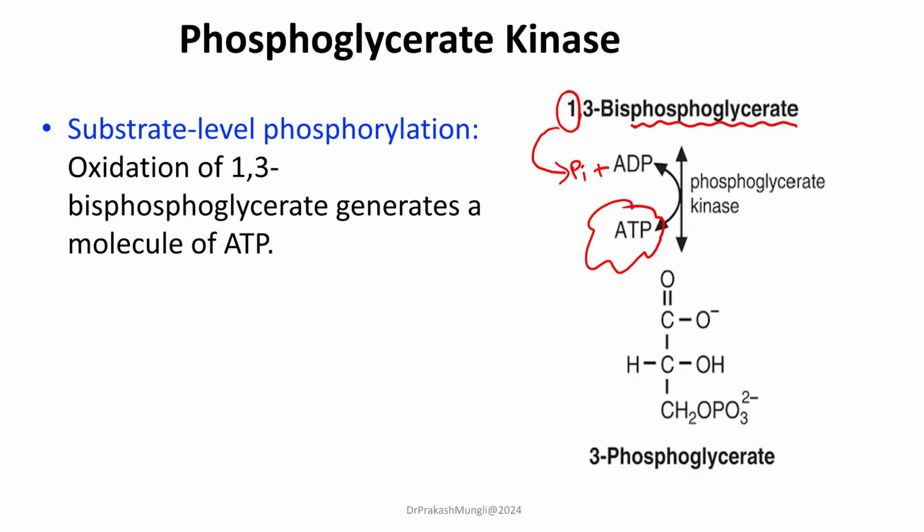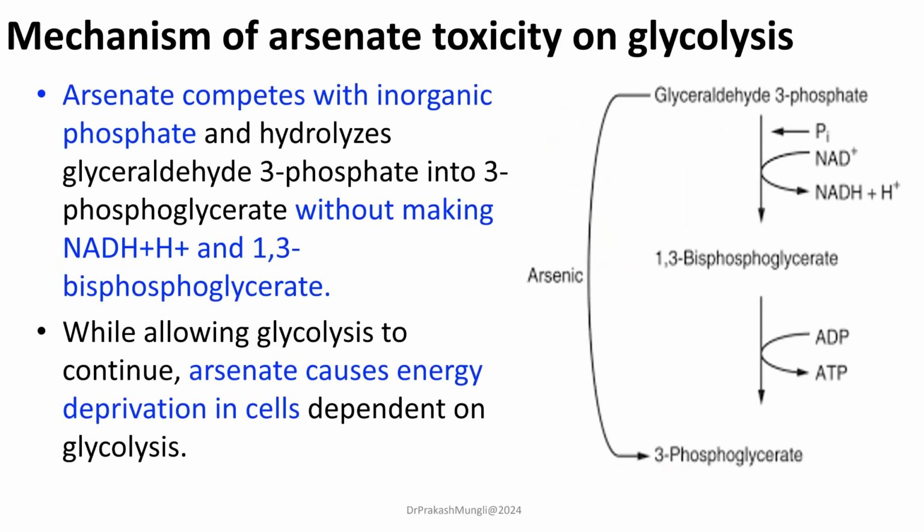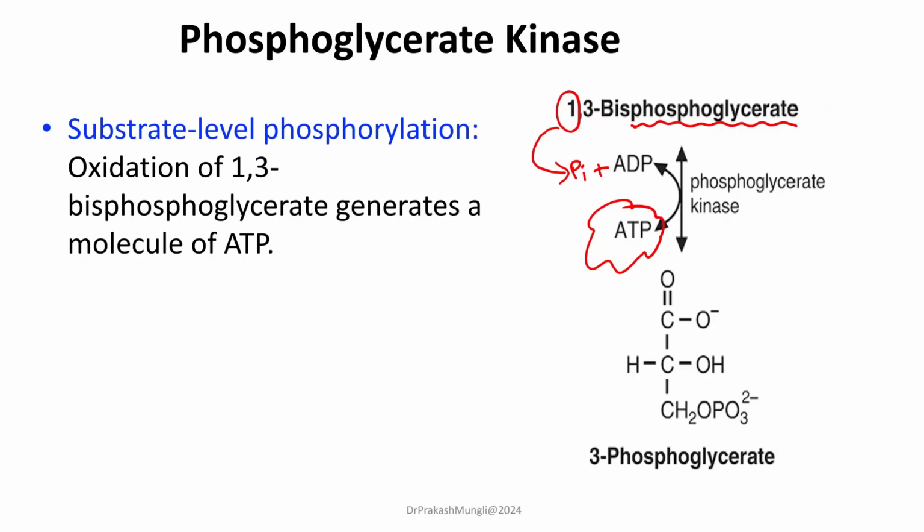And as you all know, from one glucose, you're going to get two 1,3-bisphosphoglycerate. That means you're going to get two ATPs at this stage. Is it not? Every time we have to say 2 times. Whatever you see here, it is 2 times. Previously, you have seen that. Okay.